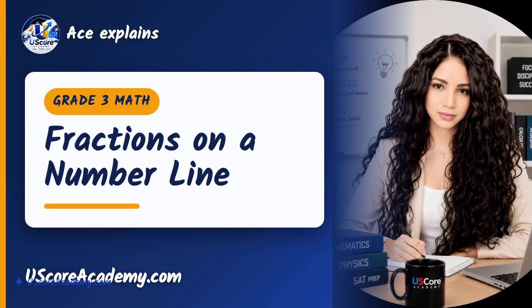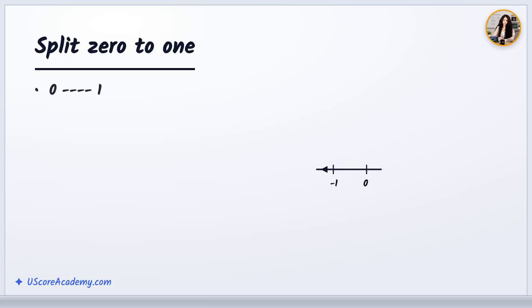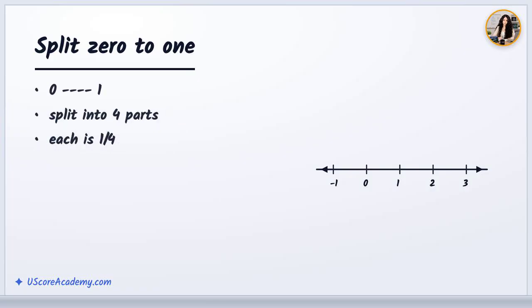Let's learn fractions on a number line together, step by step. A fraction can live on a number line. Take the space from 0 to 1 and split it into equal parts. If we make 4 equal parts, each little jump is 1/4.